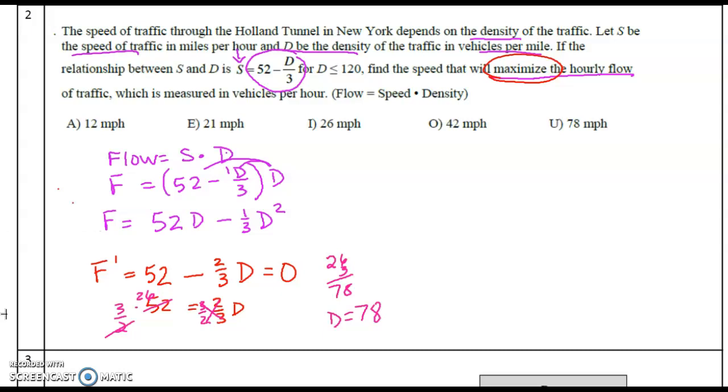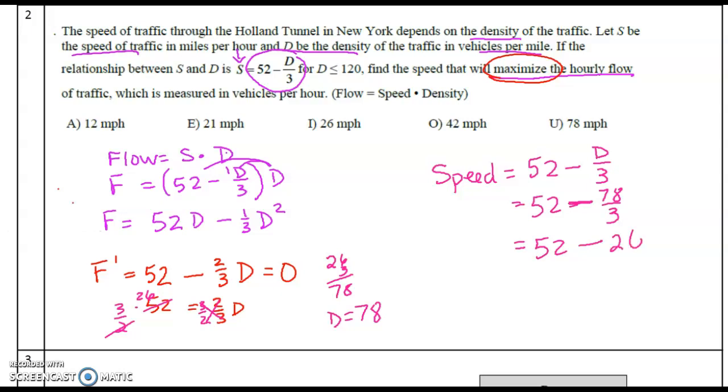And they want to know, find the speed. So if that's my density, I know speed is equal to 52 minus density over 3. So 52 minus 78 over 3. I keep writing equals. I don't know why. Sorry. 26. So 26. And it's in speed, so miles per hour makes sense. And I got it. Okay. I did get this question from a practice AP exam.